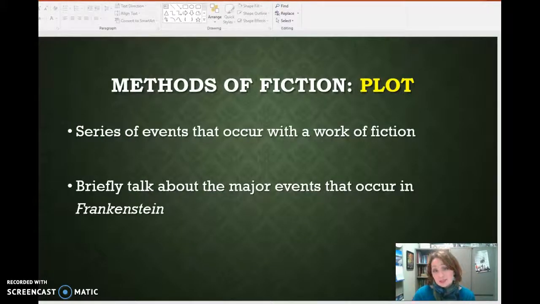Now, the plot is essential in a work of fiction because there has to be something that happens. There has to be a problem that is overcome. Otherwise, we'd just be reading about a character sketch or about a setting. And so any type of fiction needs to have, whether big or small, some kind of blip in the radar, some kind of thing that the main character has to overcome or surmount.